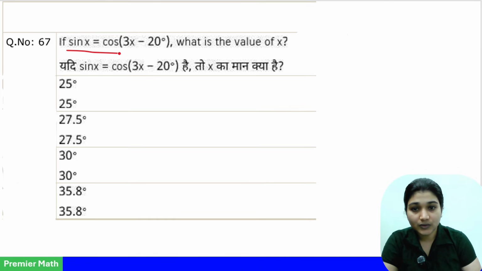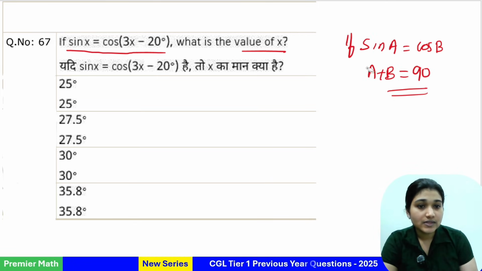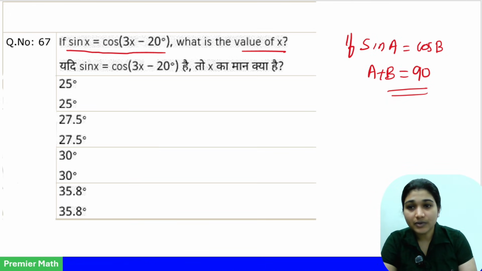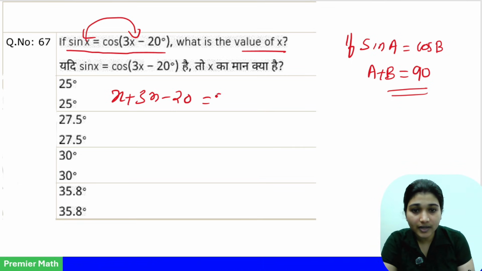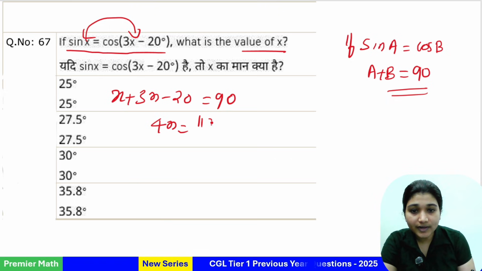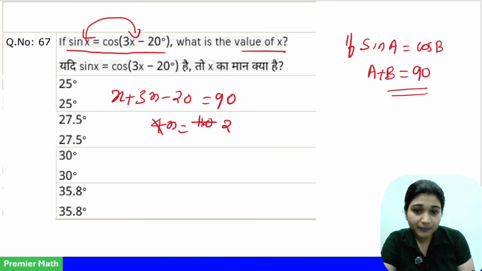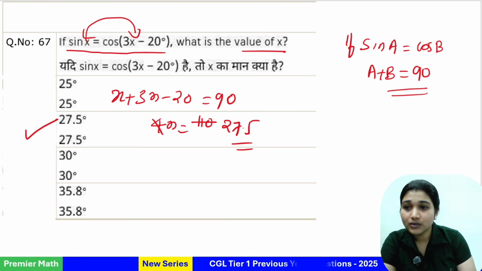If sin x is equal to cos of 3x minus 20, what is the value of x? Here, if sin A is equal to cos B, A plus B should be 90 degrees. So here x plus 3x minus 20 should be 90 degrees. X plus 3x minus 20 is 90 degrees means 4x is equal to 110. Then x is equal to 110 by 4, which is, 4 goes 2 times in 11 and remaining 30, so 27.5. Option 2 is your answer.